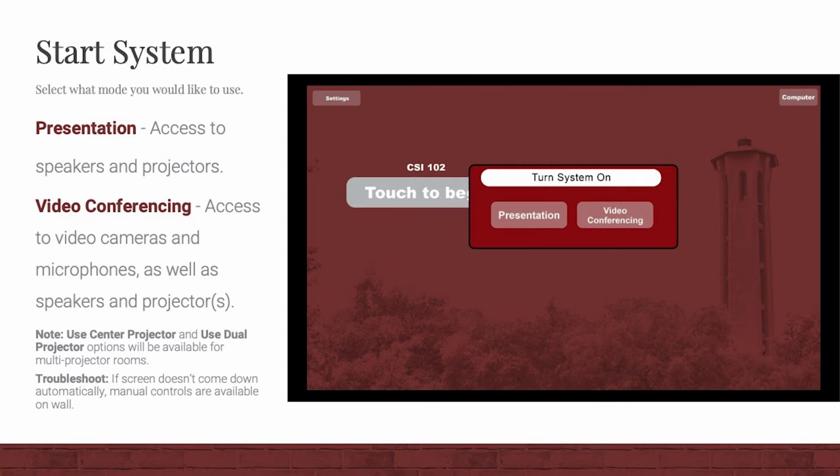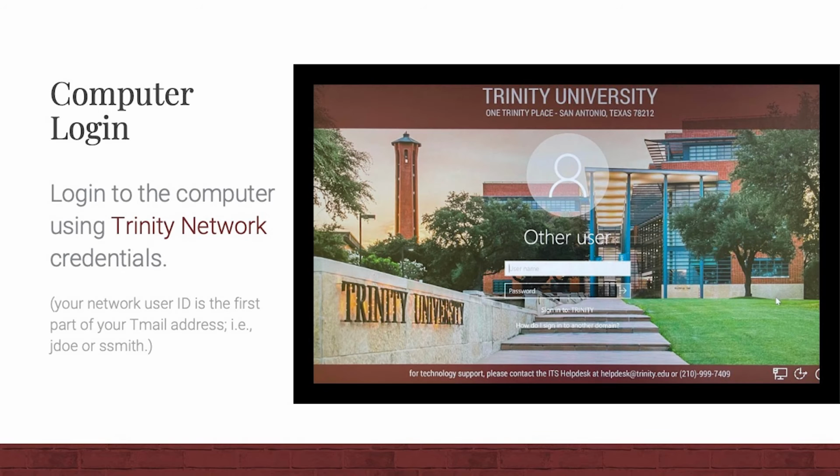Presentation will give you access to speakers and projectors. Video conferencing will give you access to speakers and projectors, as well as video cameras and microphones. There may be other modes that can be used depending on the room. Other options may include use center projector and use dual projector for rooms with multiple projectors. If you turn on the system and the projector screens do not come down automatically, there are manual controls available on the wall.